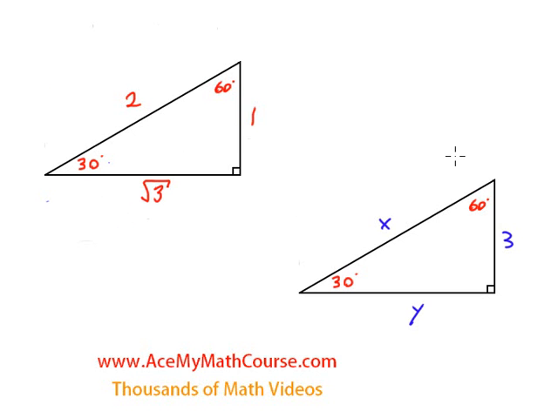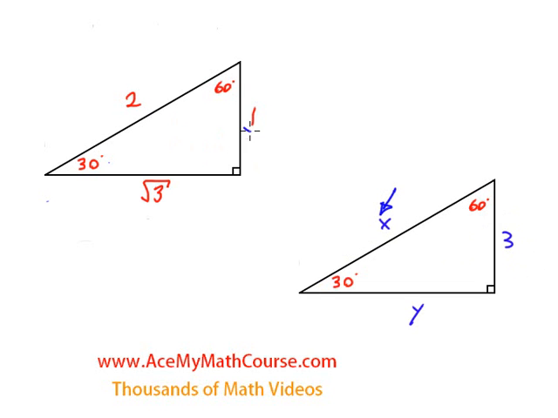And how does this help us? Well, if we're given a triangle like this, and we know one of the sides, and it's a 30, 60, 90 triangle, we can easily figure out all the sides using ratios. So let me show you how that works. So, we want to figure out what x is.